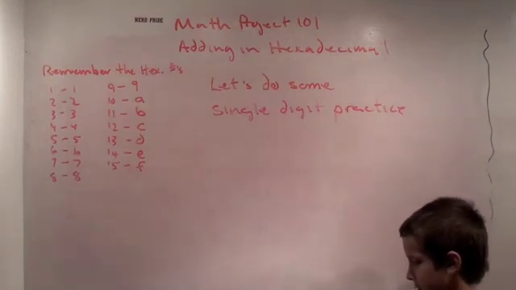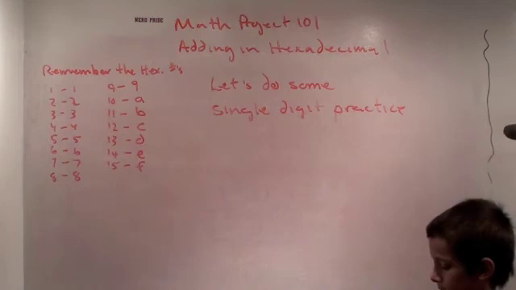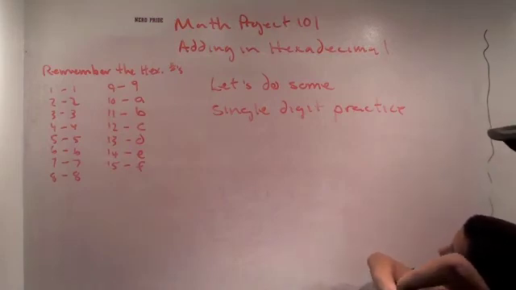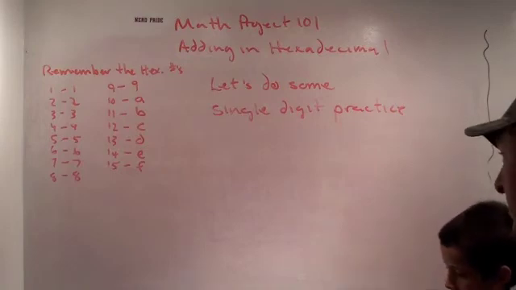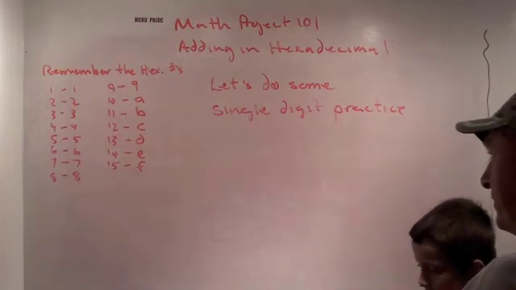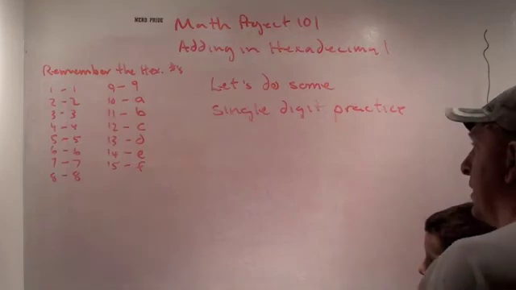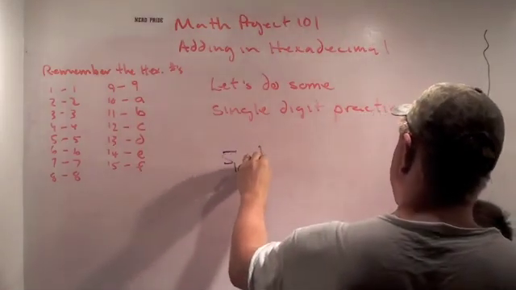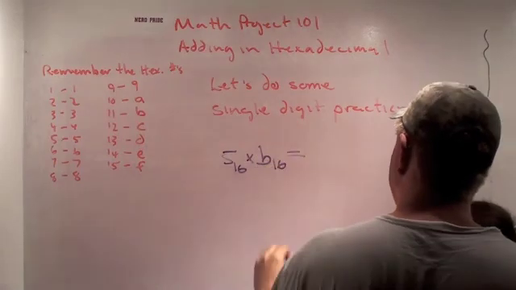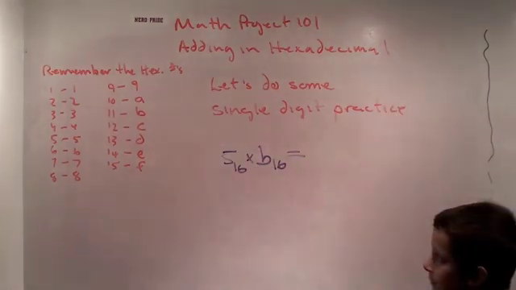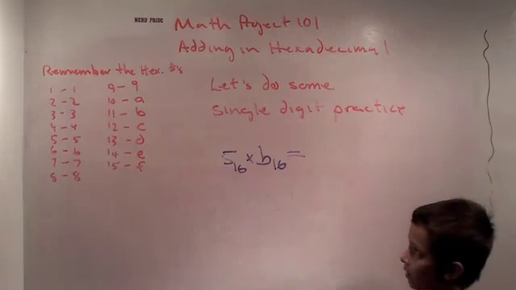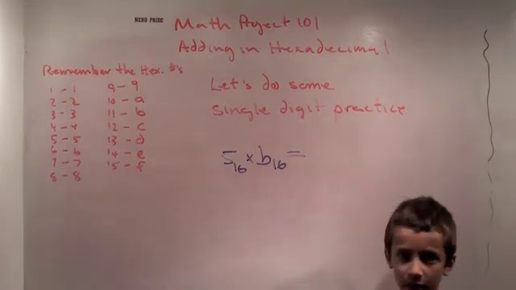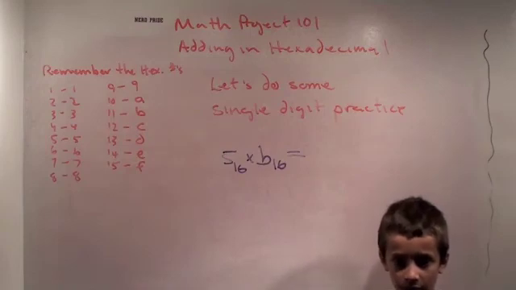Alright, so let's do, this one could be awesome. Alright, how about, I don't know, 5 base 16 times b base 16. Well, b is 11. What is 5 times 11? 55. Okay, but in base 10, right?